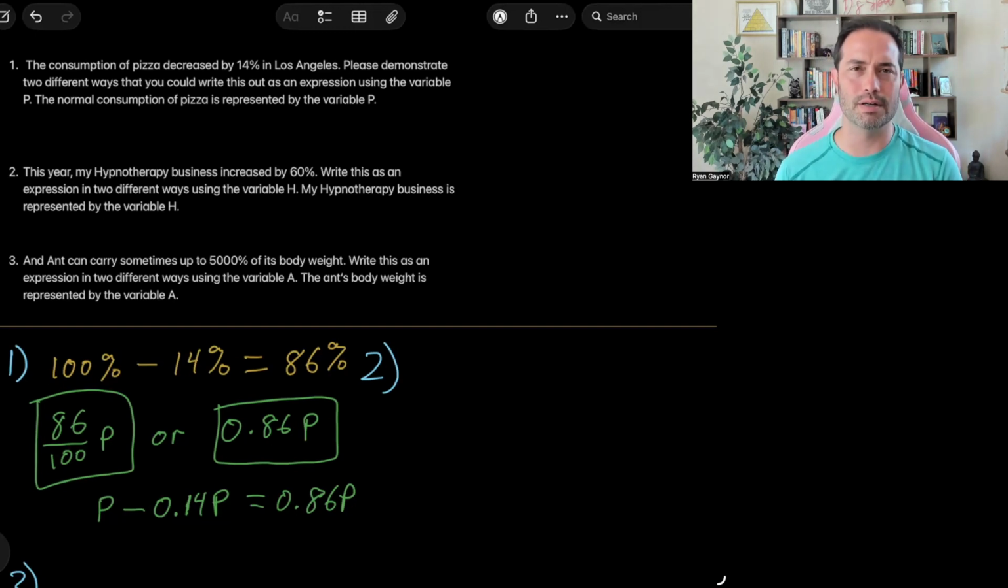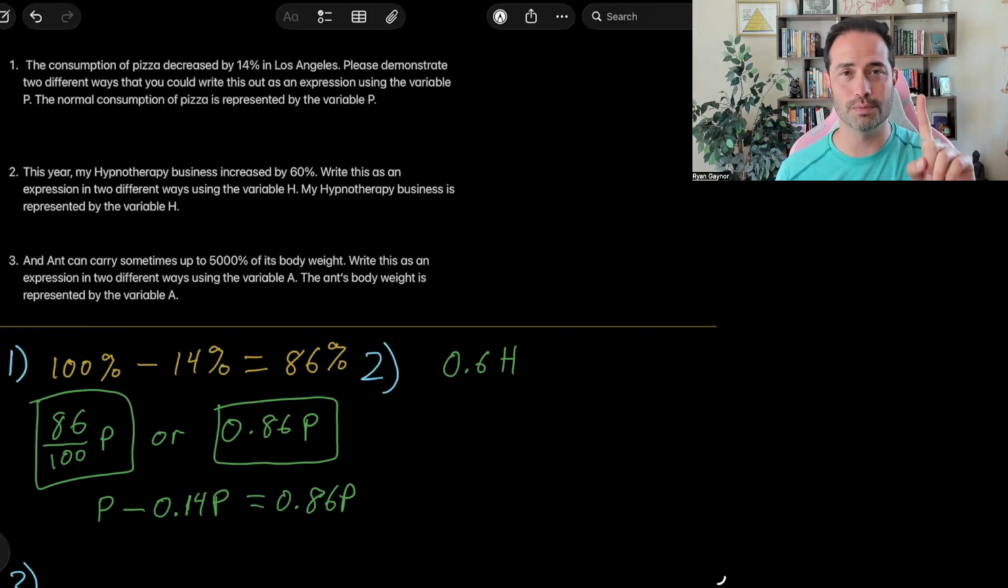Common mistakes are somebody will say, okay, well, it's 60% increase, so it's just 0.6 times h. Well, that would be wrong because that is only the 60%. It's not the increase, right? So the increase is always starting at the original percentage. And the original most famous percentage is 100%, or the number 1, right?